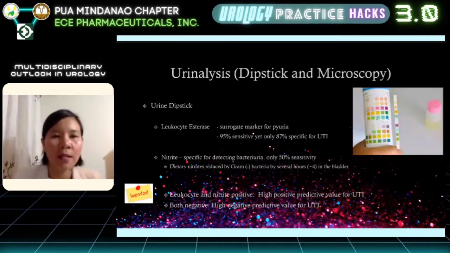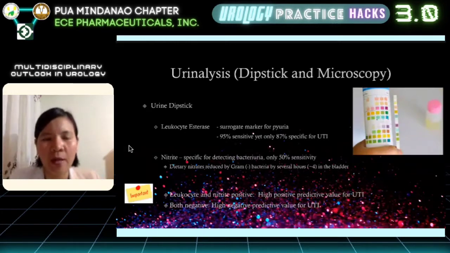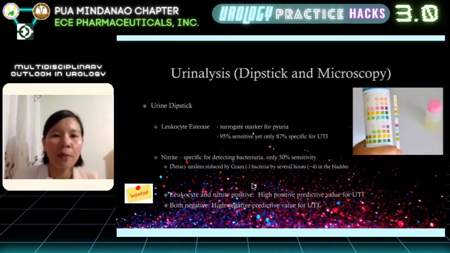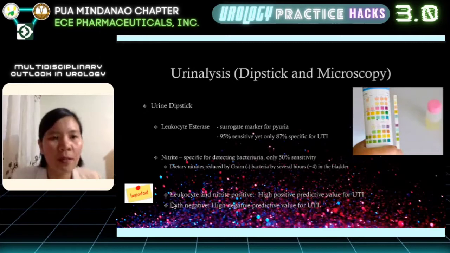We can also do a dipstick and microscopy for the urinalysis sample. Leukocyte esterase is a surrogate marker for pyuria. Nitrite is specific for detecting bacteriuria. Nitrate will be converted to nitrite by most gram-negative enteric bacteria in the urine. So if the dipstick leukocyte and nitrites are both positive, there is high positive predictive value for UTI. However, if both are negative, there is high negative predictive value for UTI.